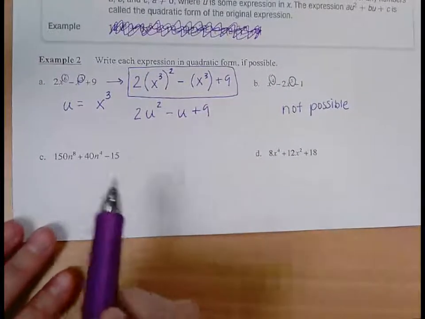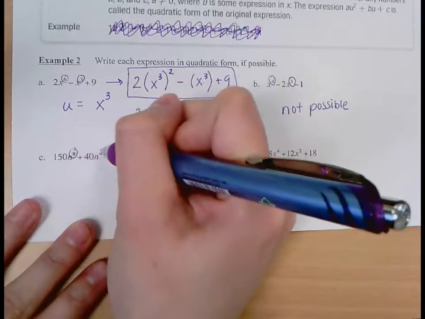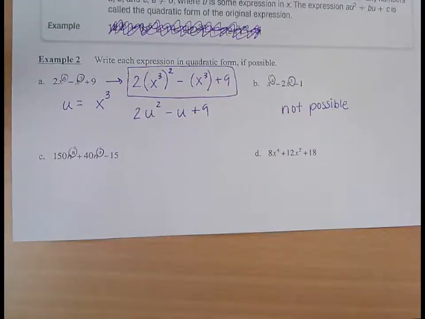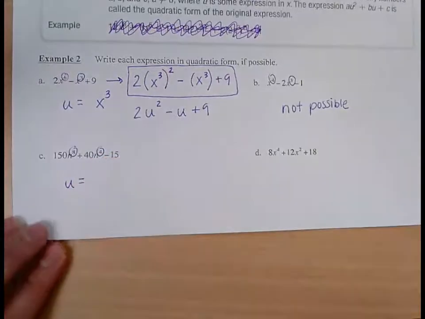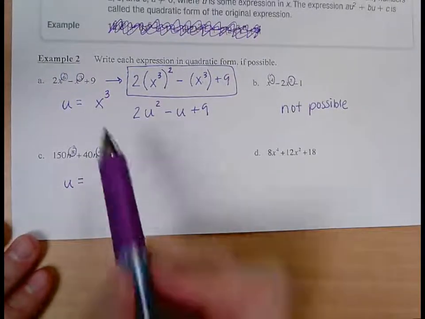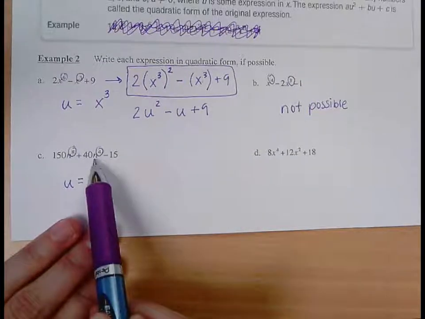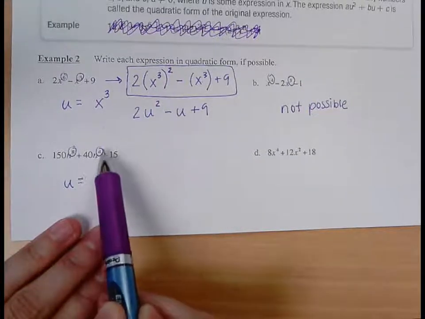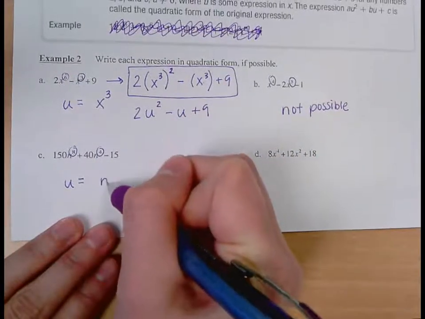All right, if we look at example C, can this one be written in quadratic form? Yes. Our two exponents are 8 and 4. 4 is half of 8, so this one will work. So when I'm choosing my u, this one's going to be a little different than the first one. I'm still, in my u, including the variable, which in this case is n, to the 4th power because that's in the middle term. So my u is going to include n to the 4th.